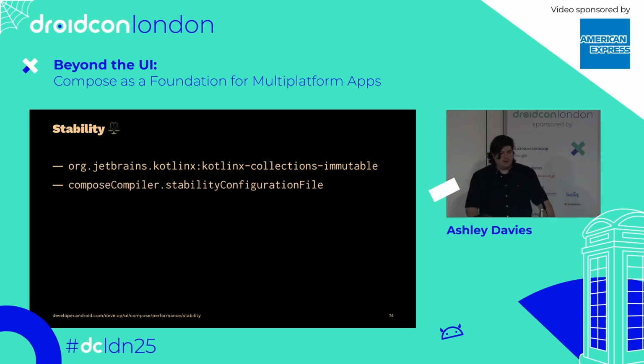You can also use a stability configuration file for Compose, or just mark it as immutable or stable. But it is important to remember that these last three don't actually make your code immutable. It's just you saying to the compiler, look, I got this. You do need to actually make sure it's still stable.